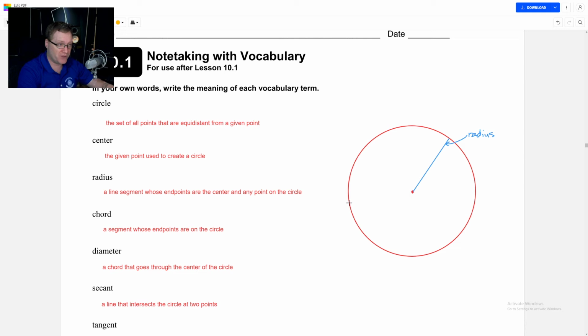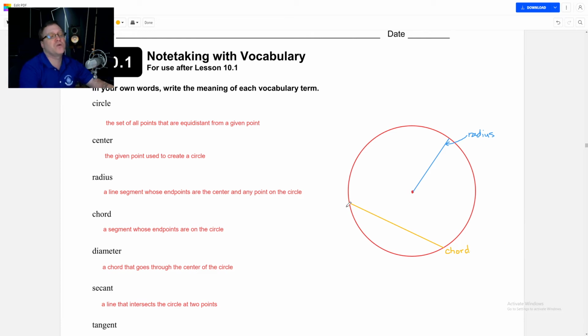So for example, I can pick a point right here that's on the circle, and then I could go to right here. This is on the circle. Boom. So this yellow line is a chord. I'm going to write that down. So this thing right here is called a chord. C-H-O-R-D.